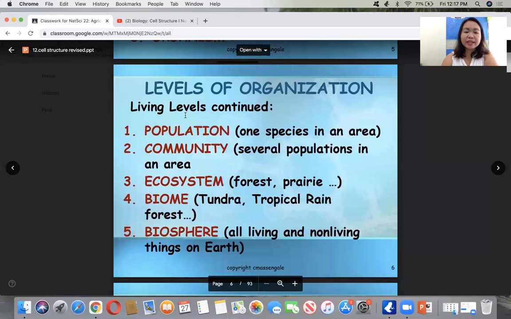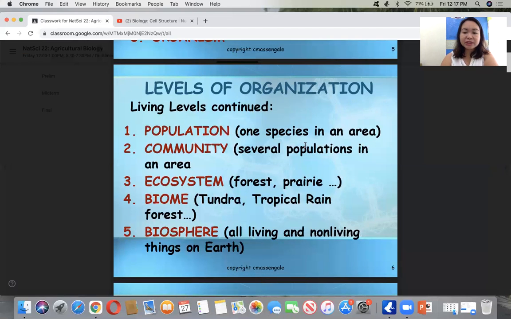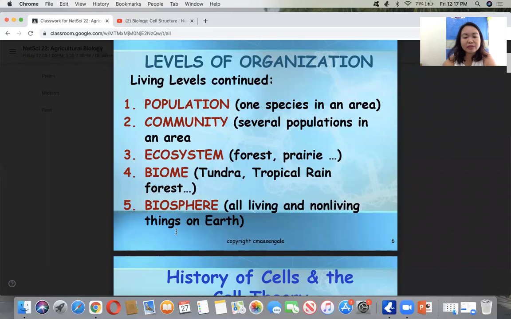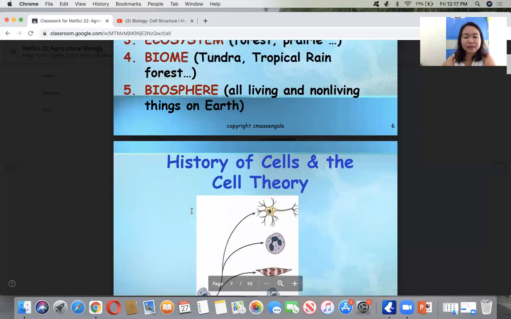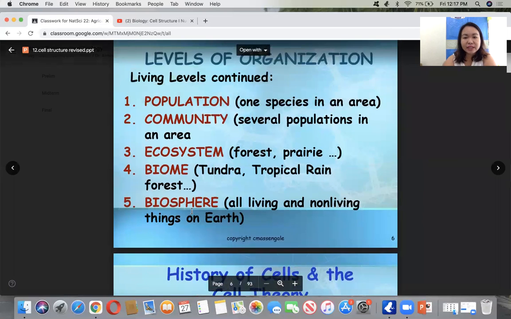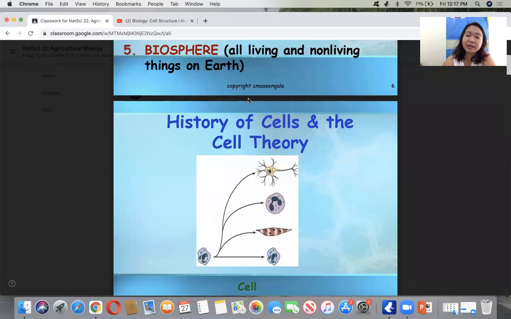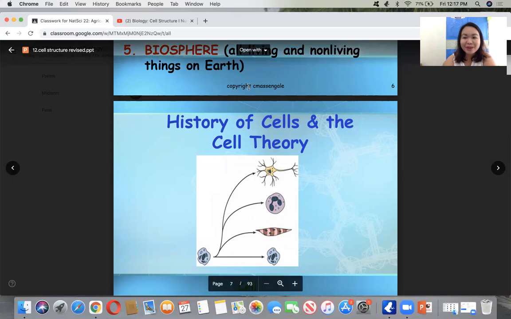Another level of organization is population, one species in an area, like a human population, and then community, or several populations in an area. Then we have an ecosystem, like a forest or prairie ecosystem, the biomes like tundra and tropical rainforest, and the biosphere, all living and non-living things on Earth. We call it the biosphere. It's the highest classification level of organization. And the Earth belongs in the Milky Way, and so on.